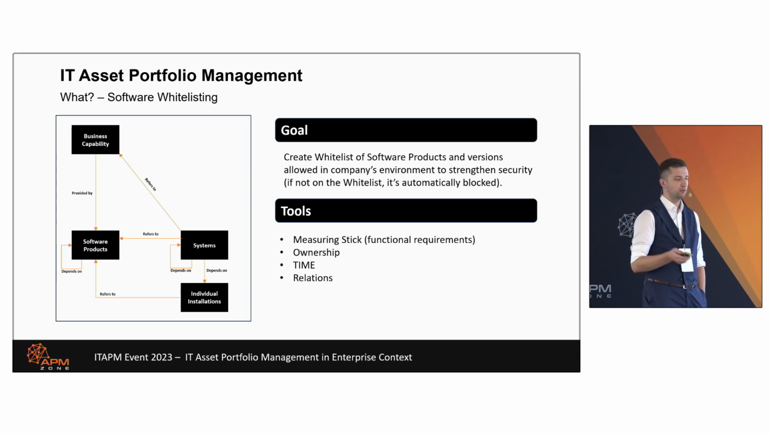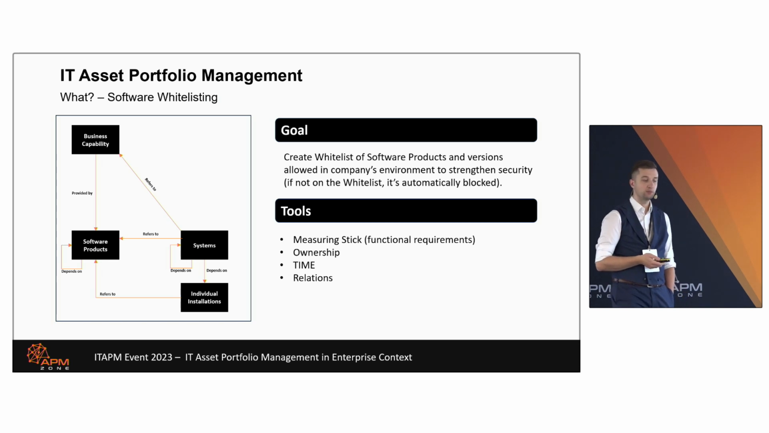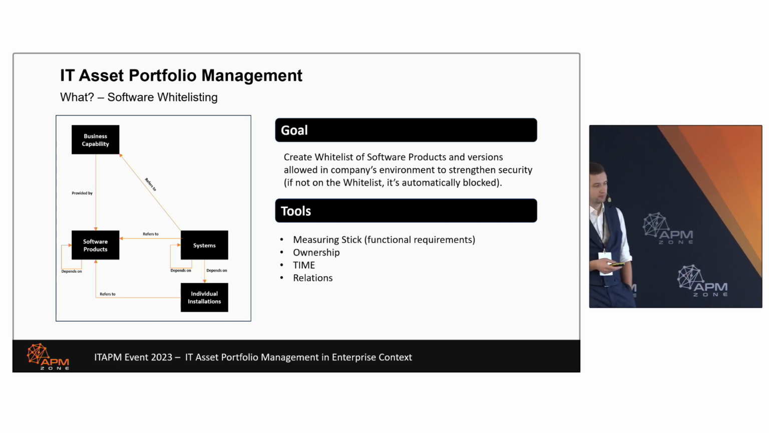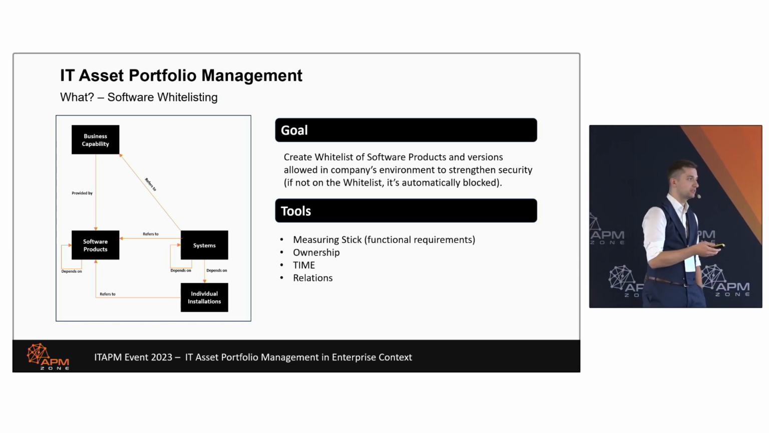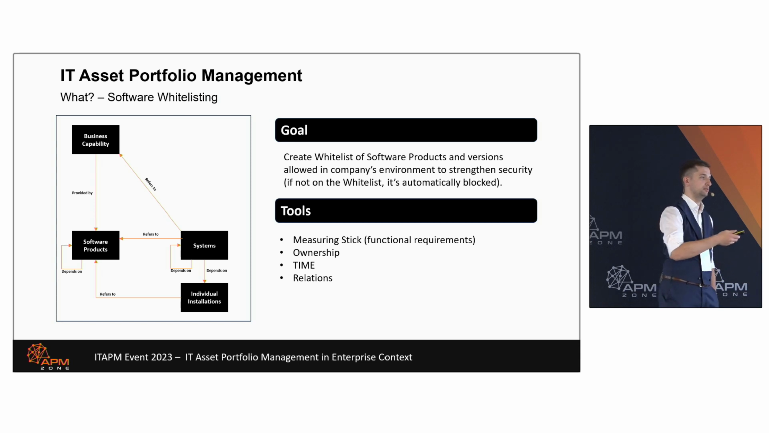Because if you say we have 10,000, 20,000 unique software products, it will be a long process. But you can speed it up by saying, okay, these software products belong to this system, so automatically I can use that guy to manage 20 of those products, let's say.